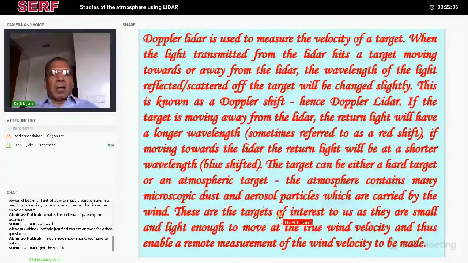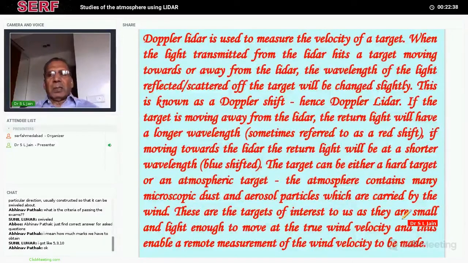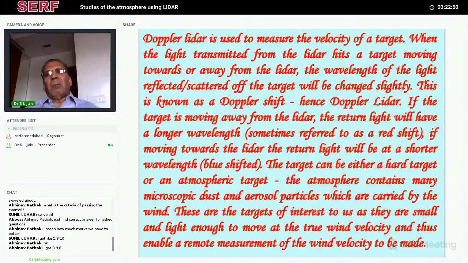And these are the targets of interest to us, as they are small and light enough to move at the speed or velocity of the wind. So if you can measure the red shift or blue shift, then you can find out the velocity of that target, and that will correspond to the velocity of the air, the velocity of the wind in the atmosphere. So that is what the Doppler LIDAR is used for.